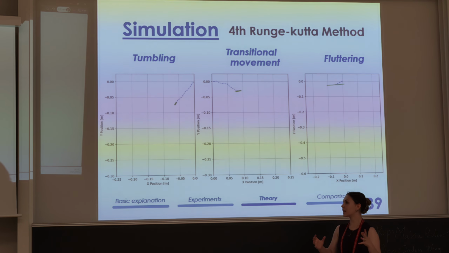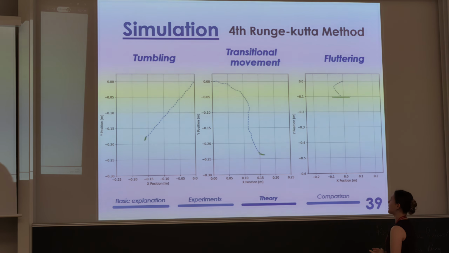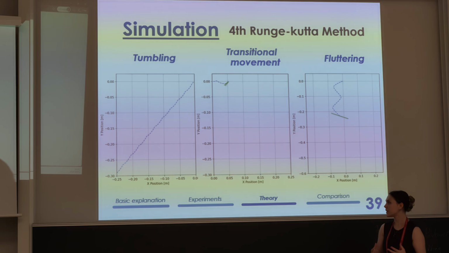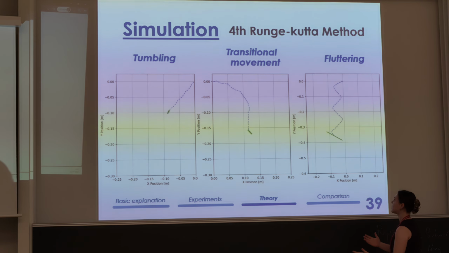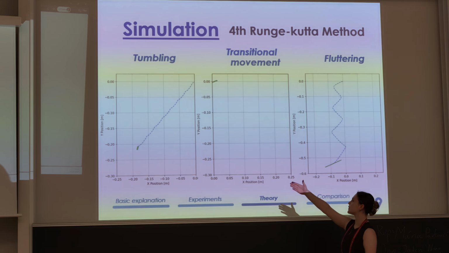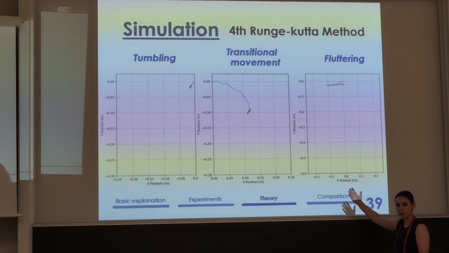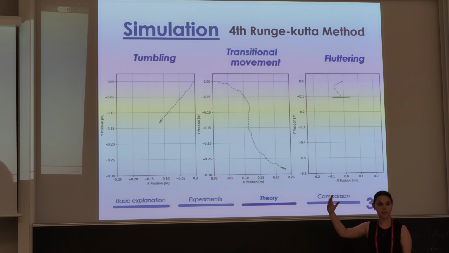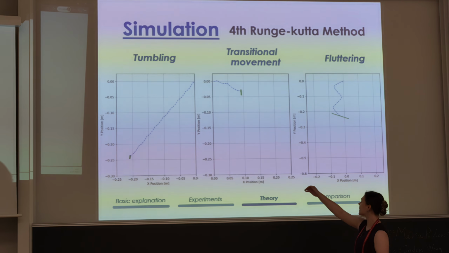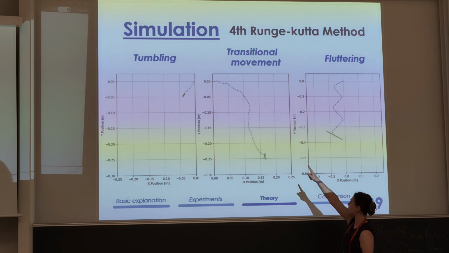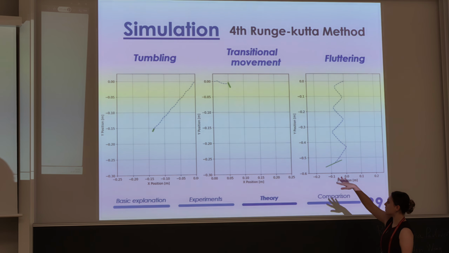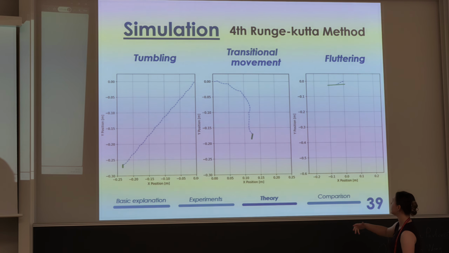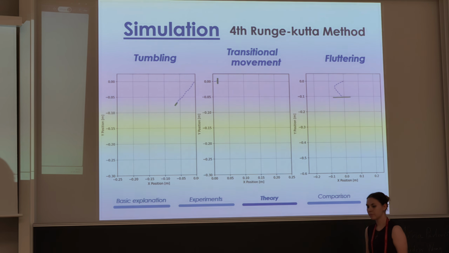Now, looking at my simulation, I used the fourth order Runge-Kutta method, and it's amazing. I'm very happy that I'm able to observe all three types of motions that I was able to see in my experiments too. So the tumbling, the transitional movement, where you can see that the coin starts to tumble but then goes to the other side, and the fluttering.